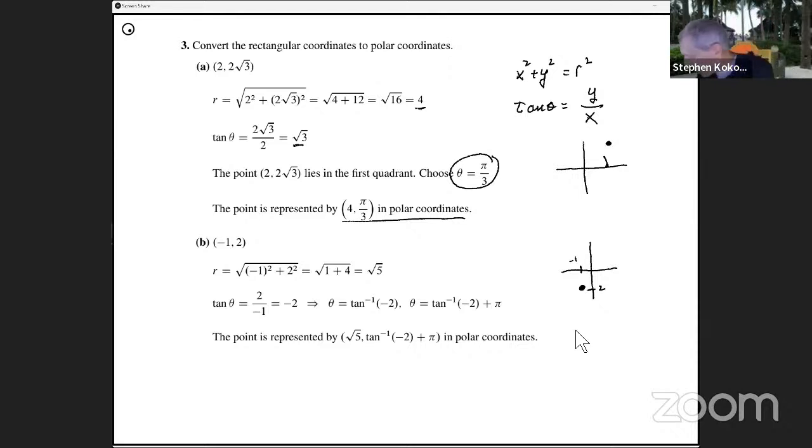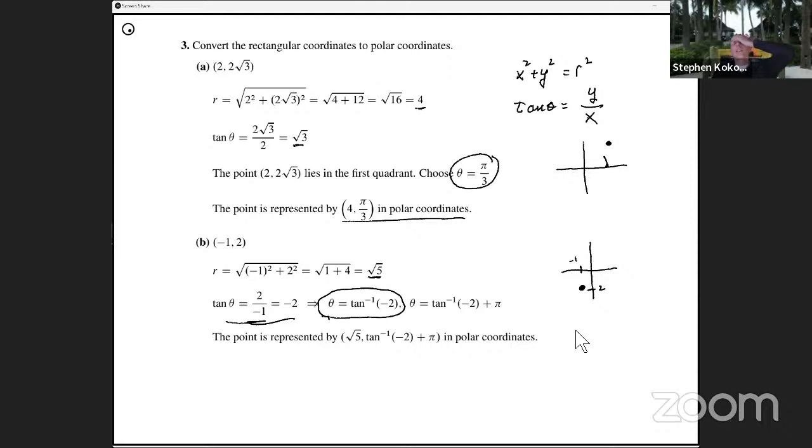Okay, so r has got to be the square root of x squared plus y squared. Did I do that right? 1 plus 4, that's got to be the square root of 5. Here's where the issue is, I think. Tangent of theta is y divided by x, which has got to be -2. Theta has got to be equal to the tangent inverse of -2.